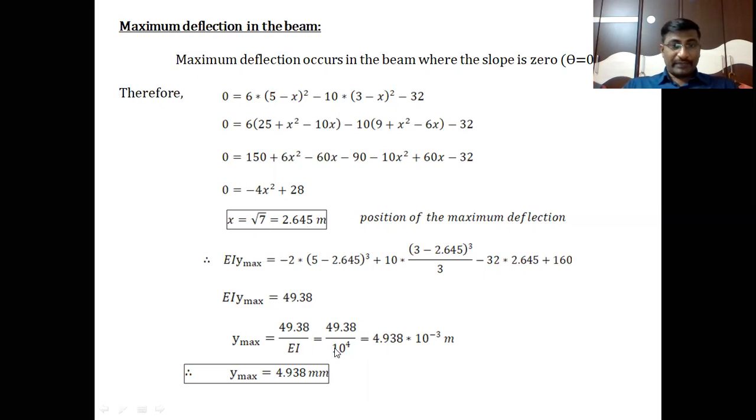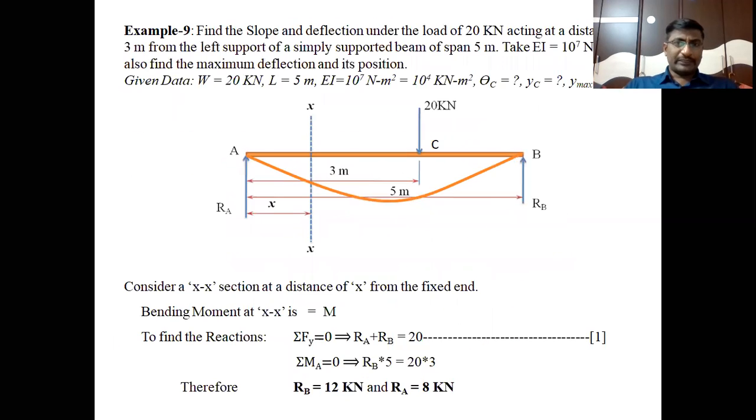So, in this way, to find the maximum deflection, first you have to make the slope 0 and find the x value. After x is found, if we substitute it in the deflection equation, we get the maximum deflection value. Clear, students? This is the problem: simply supported beam with point load.